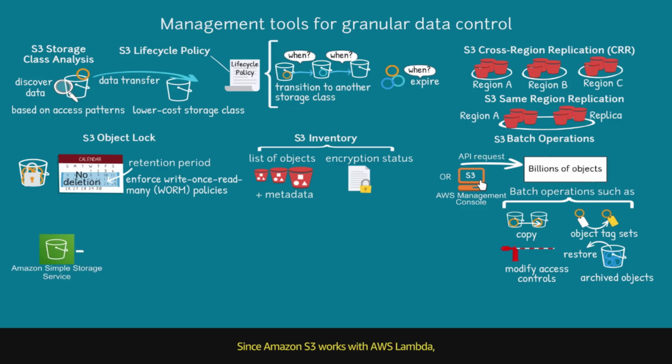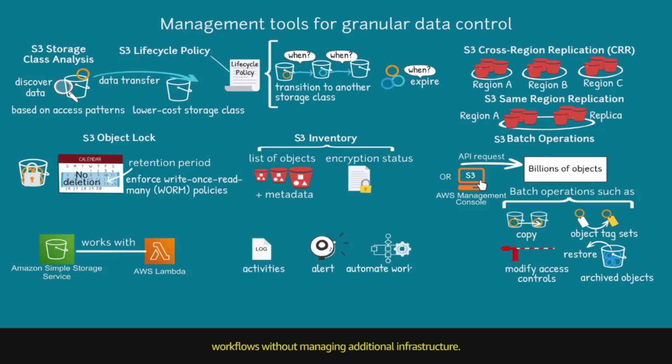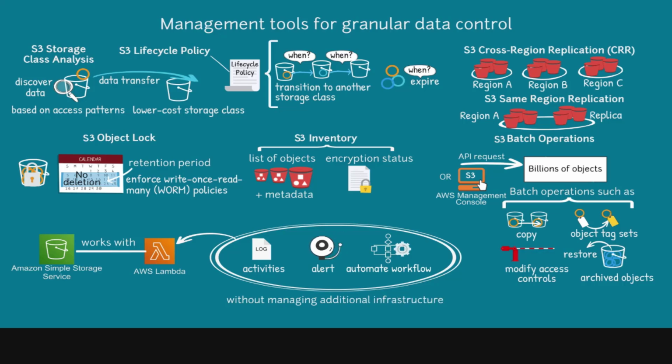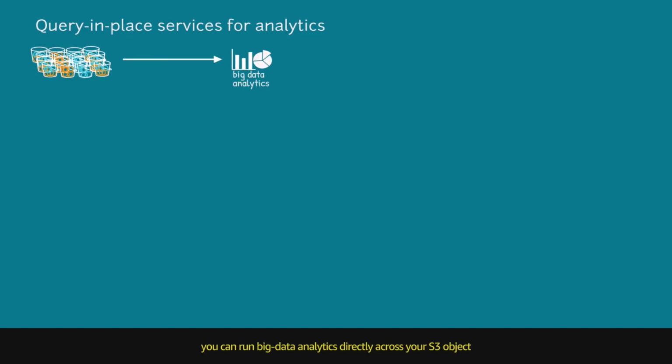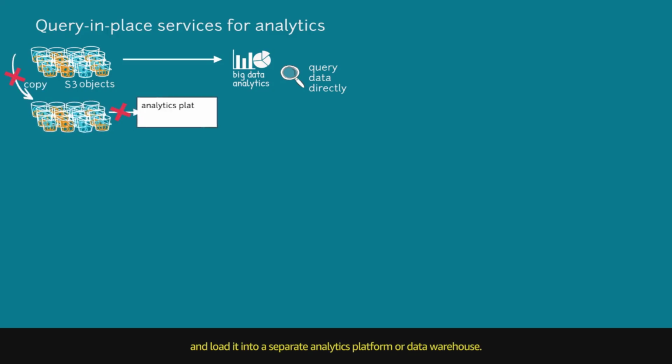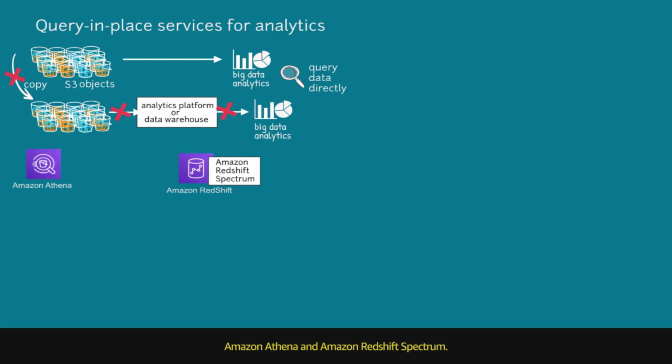Since Amazon S3 works with AWS Lambda, you can log activities, define alerts, and automate workflows without managing additional infrastructure. With our Query in Place services, you can run big data analytics directly across your S3 objects and other datasets in AWS. This means you can run big data analytics directly on your data stored in Amazon S3. It allows you to query data without needing to copy and load it into a separate analytics platform or data warehouse. Amazon S3 is also compatible with AWS analytics services Amazon Athena and Amazon Redshift Spectrum.